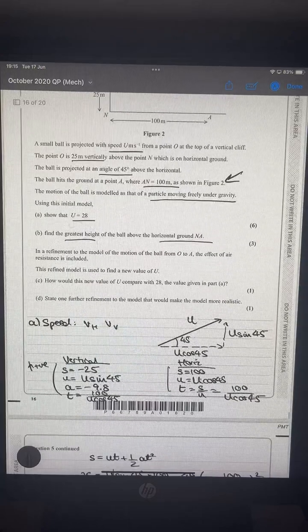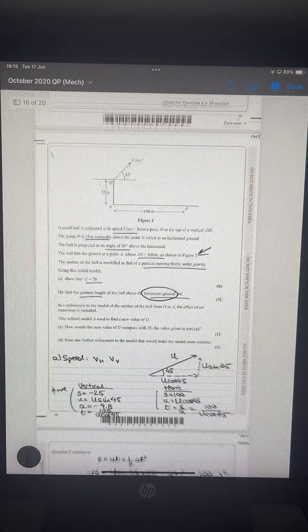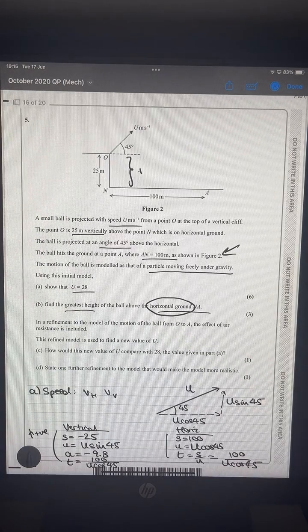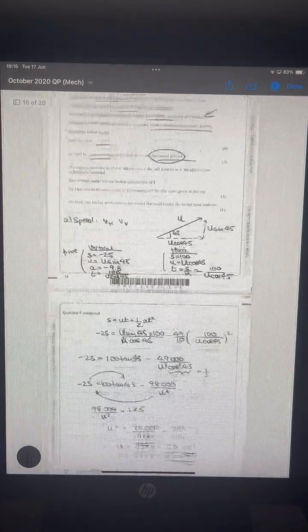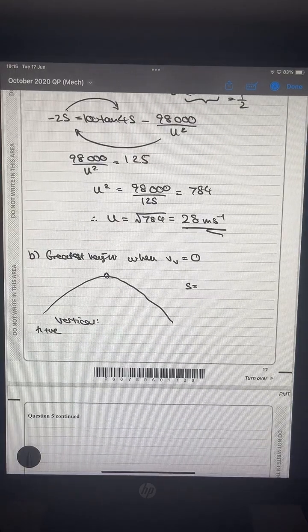What exactly do I need to find in this? Find the greatest height above the horizontal ground. It's very important you know that it's above the horizontal ground, which means what? We need to add 25 to this greatest height that we're going to find. So if I find that, my displacement is what I want to find.